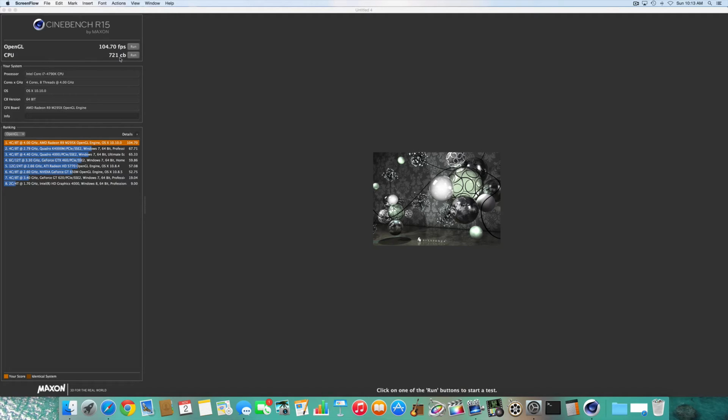We're going to look at the OpenGL score first. It was 104.70 frames per second, and you can see my system right here highlighted in orange, how it stacks up against various other systems.